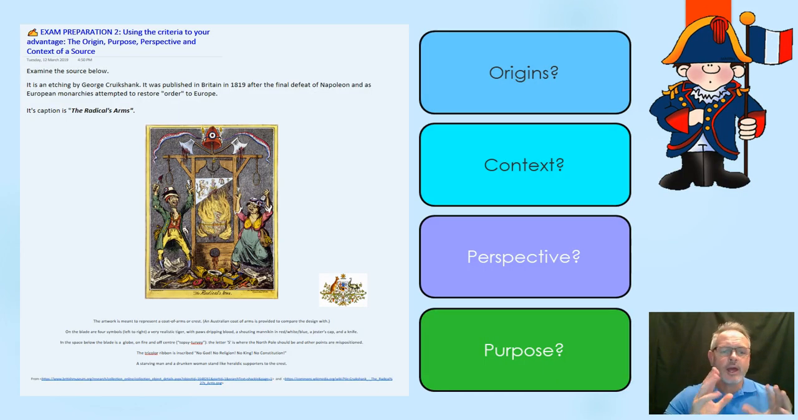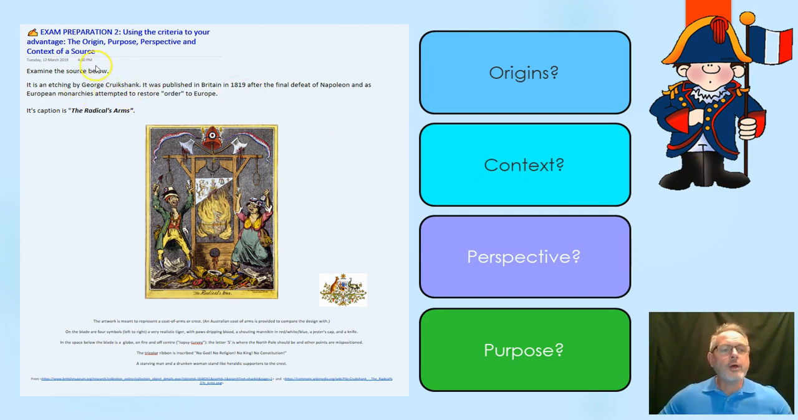So let's have a look at this task that's in your OneNote as a bit of exam practice and preparation. We've got to identify its origins, its context, its perspective, its purpose. So we go straight to try and identify the caption and anything with it. There's quite a bit with this one.